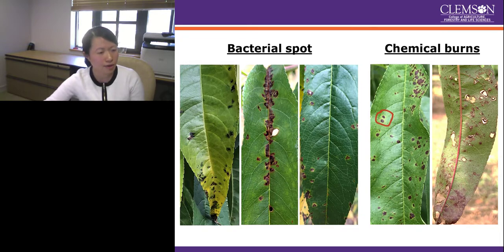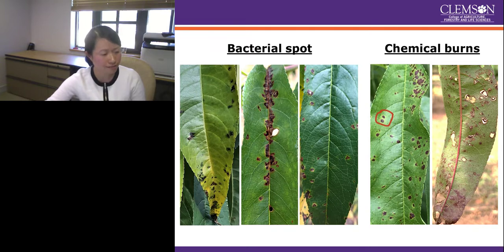The number one tip is that the shape of bacterial spot is angular. The bacterial spot is confined by the small leaf veins. Even when the lesions merge together, they still have an angular edge, while chemical burns mostly have a round or irregular shape.